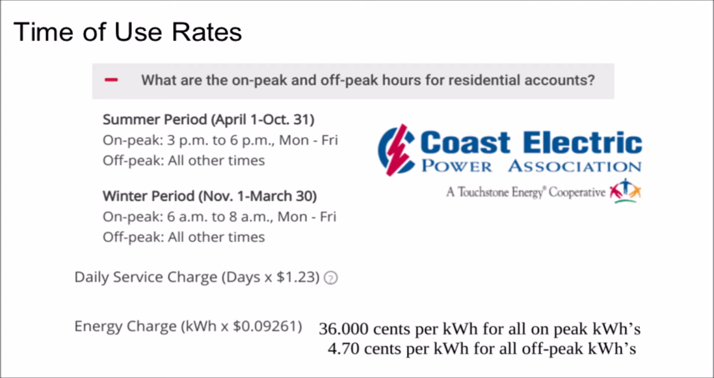But in the summer, between 3 p.m. and 6 p.m., Monday through Friday, I have a peak rate and then an off-peak rate for all other times. In the wintertime, the peak is only for a 2-hour period in the morning, again on weekdays only. So without time of day metering, I get a flat rate of 9 cents per kilowatt hour, and with time of day during peak periods, the electric rate quadruples to 36 cents per kilowatt hour. But during off-peak periods, the electric rate is cut down by half to 4.5 cents per kilowatt hour.